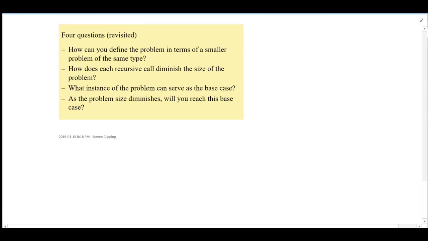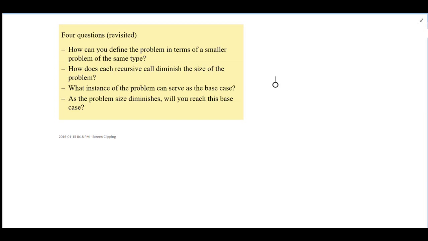What instance of the problem can serve as a base case? This one for factorial was pretty simple just because it's already defined in math. But this is probably one of the hardest ones to think about. Obviously it's going to be the smallest possible, but what's the equation? Don't worry about that. We're going to go over tons of different recursive problems, and I'll explain them all the way.